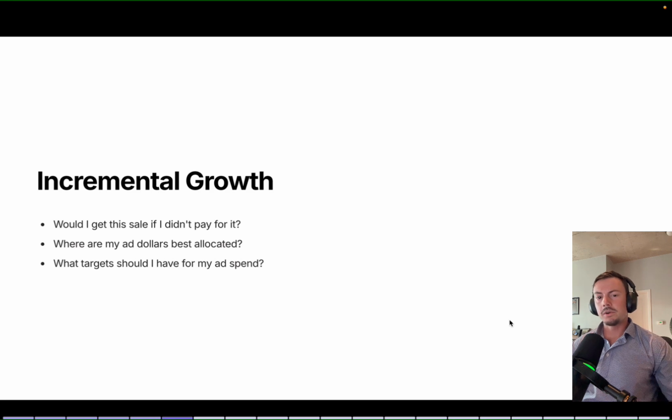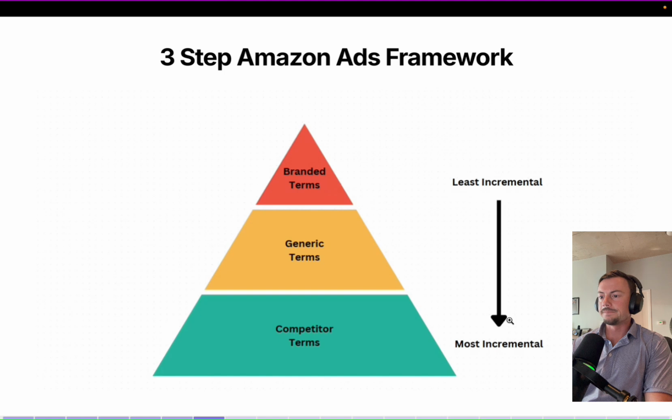There's essentially 3 questions you need to ask when thinking about Amazon ads. Would I get this sale if I didn't pay for it? Where are my ad dollars best allocated? And what targets should I have for my ad spend? And if you think about it, there's going to be 3 buckets that every single one of your campaigns should fit into. Let's talk about them.